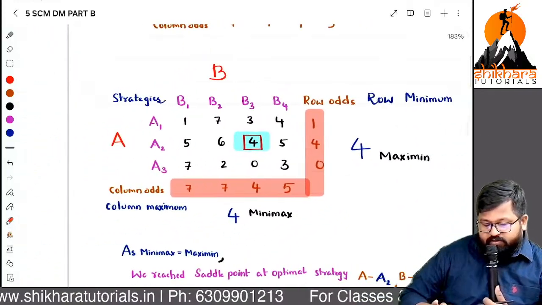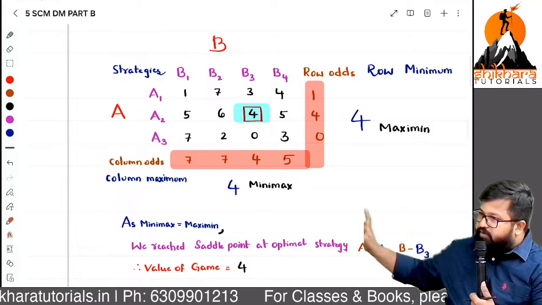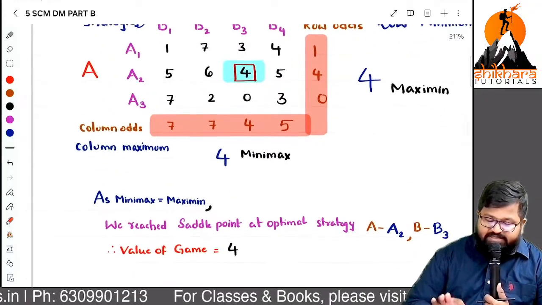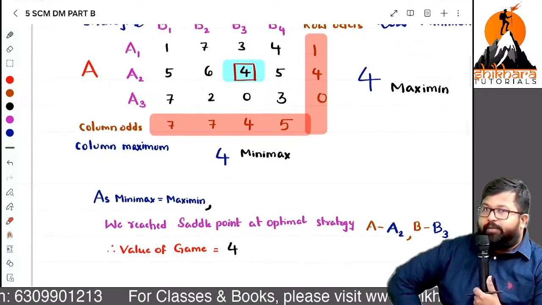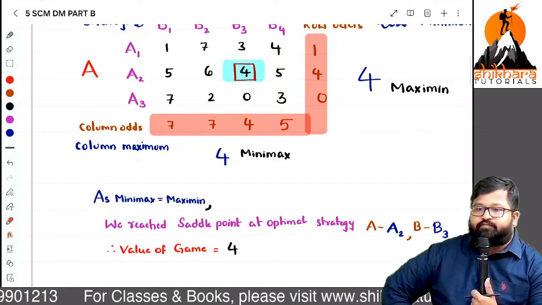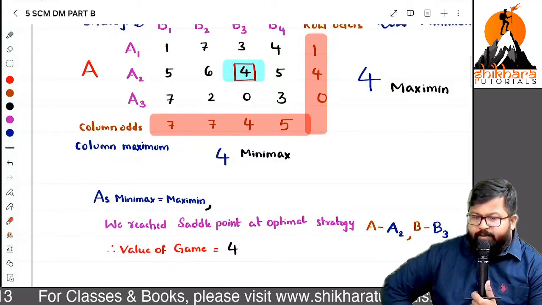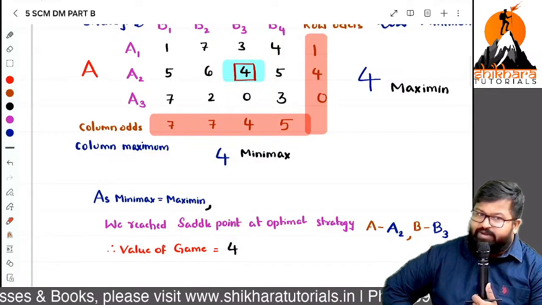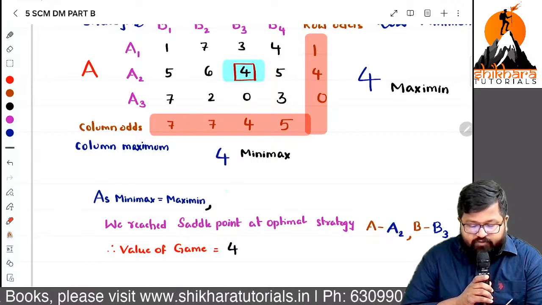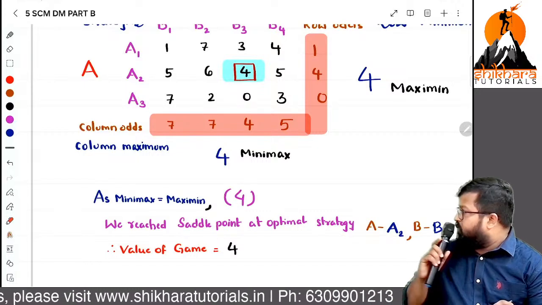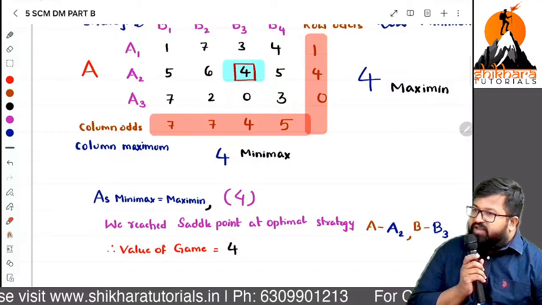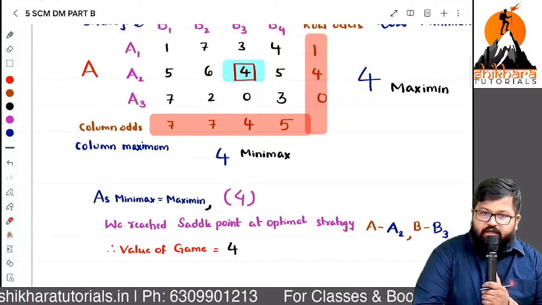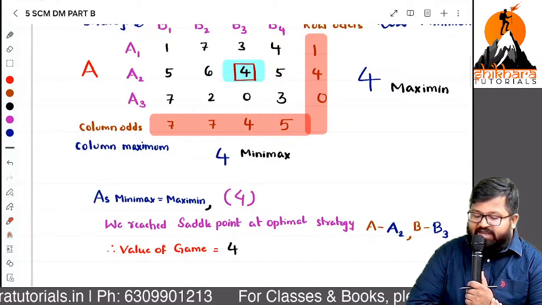I identified it here. If this part is done, write the sentence: as minimax is equal to maximin, that is in brackets. What is the value? Write the value there in brackets, 4. What is the point we reached? Saddle point. And the optimum strategies for player A.